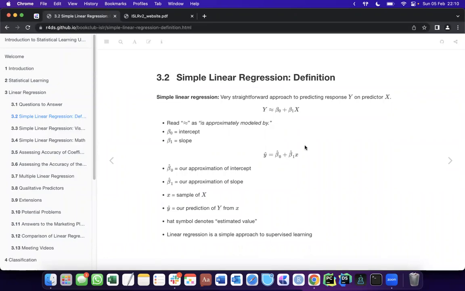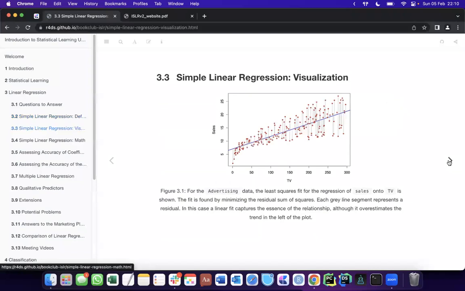And then when we want to take it into our sample data set, we will make an approximation of each of those parameters and then our response. So our approximation of intercept and slope, rather, have the little hats on them, and then we have a predicted response given our observed X variable. And it's a simple approach to supervised learning.